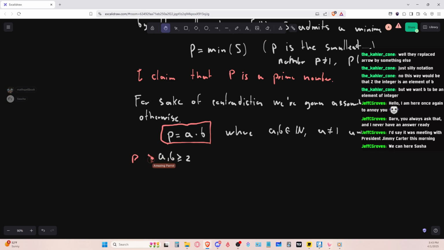Because if we have equality, then A or B has to be equal to P and the other one has to be 1. So right, we must have strict inequality. Okay.